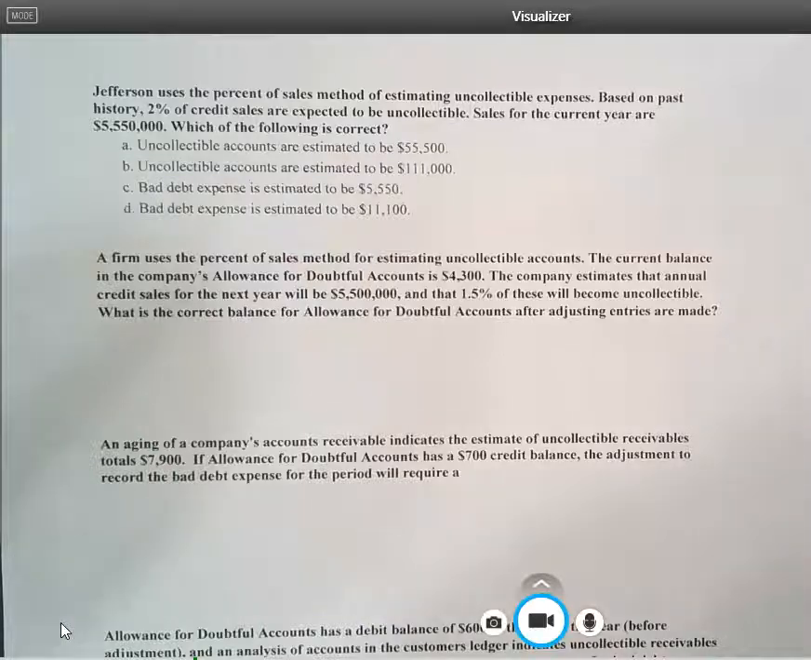All right, so let's look at some more examples of how we are going to present our receivables, and more specifically, how we are going to account for accounts which become uncollectible, and how we present that on the balance sheet using a couple of different methods. So let's go ahead and get started here.